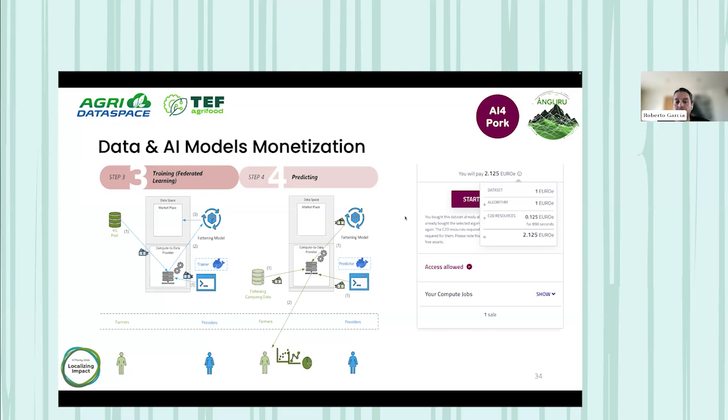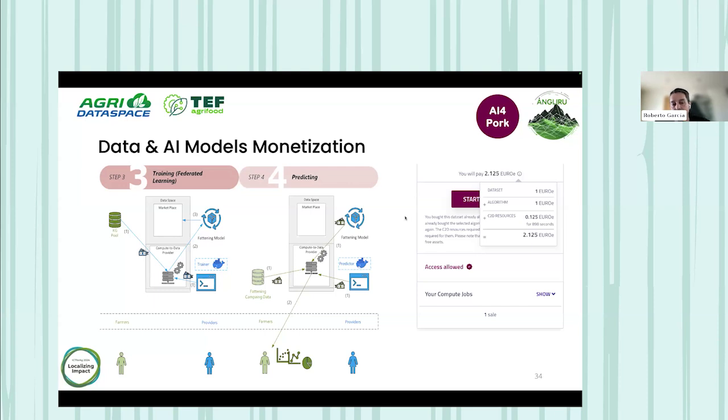But on the other hand, the data space is also a mechanism for technology providers to monetize what they develop. For instance, in this last step 4, a technology provider has developed a fattening model that is capable of predicting the evolution of the weight of the pigs, so as to optimize when they are brought to the slaughterhouse. So after maybe investing in purchasing some of these data sets to train it, they can also then later monetize.